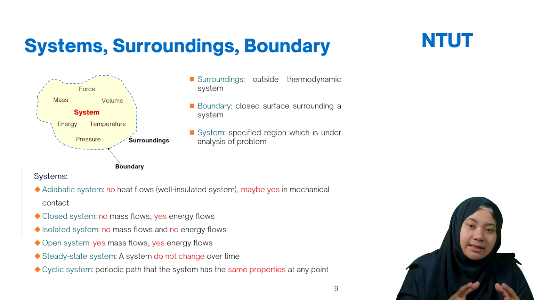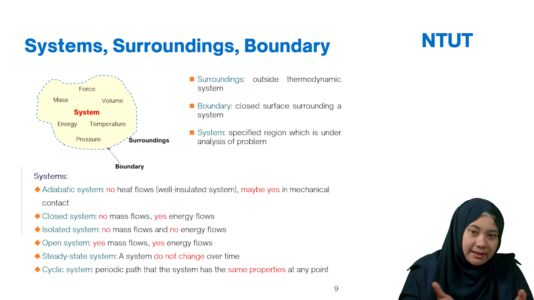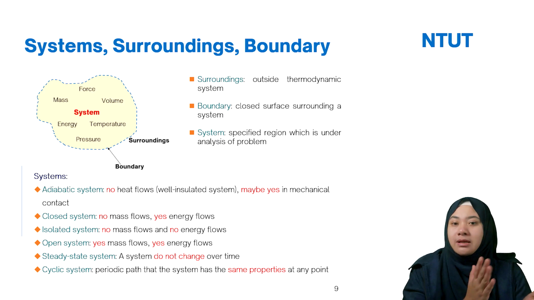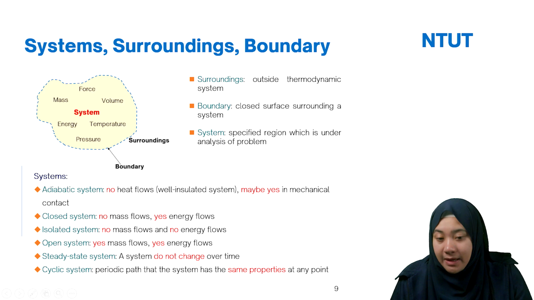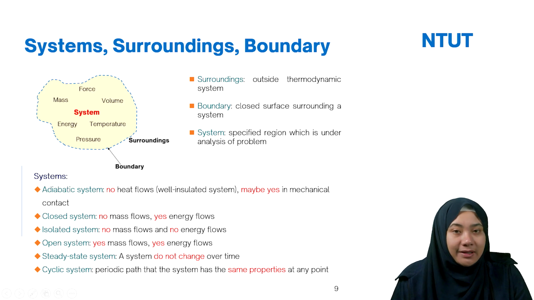In this system mostly Q is equal to 0, because it's adiabatic, well insulated. It means no heat loss. Maybe we have mechanical contact, but we don't have heat flow.